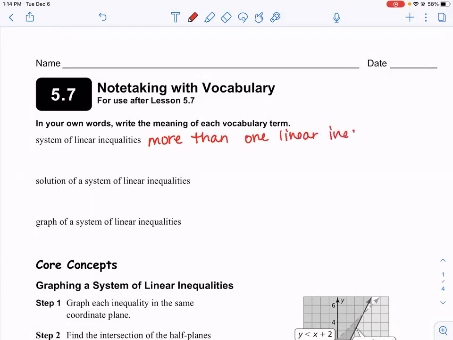What is that? 164. Sorry, you didn't read my mind? Page 160. Okay.